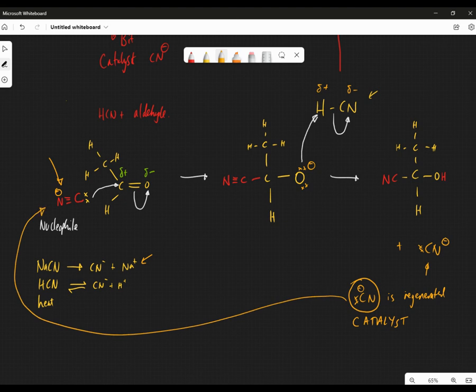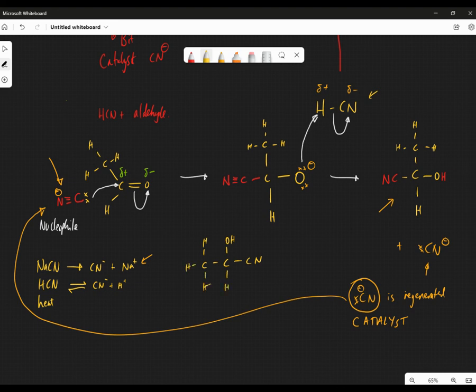And we end up with this weird thing here. What is this thing? Let's draw it out nicely, let's draw it straight. There are 3 C's in a row. Off of number 2, there's an OH there. And let's try and name this thing.